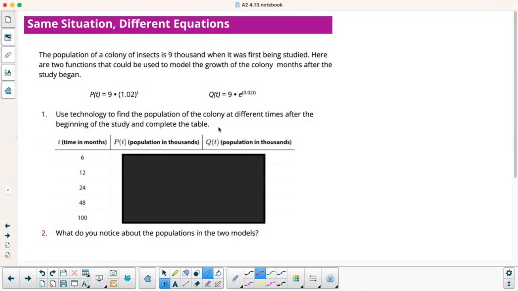All right, so let's compare these two functions here. The population of a colony of insects is 9,000 when it is first being studied. Here's two functions that could be used to model the growth of the colony, where t is months after the study began. So this is applied every month. This is the old function. Growth is applied every month. And this is continuous growth.